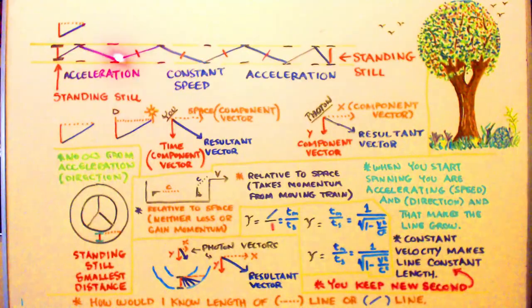But when you go constant velocity, you keep this, whatever your line length was, that's what your time dilation is. Your length of this line corresponds to a specific time dilation. Like this red line, it correlates to no time dilation. Then when you slow down, you're accelerating again, but you're decelerating. So you're making this line smaller and smaller and smaller. So therefore, your time moves faster and faster till you get to standing still.